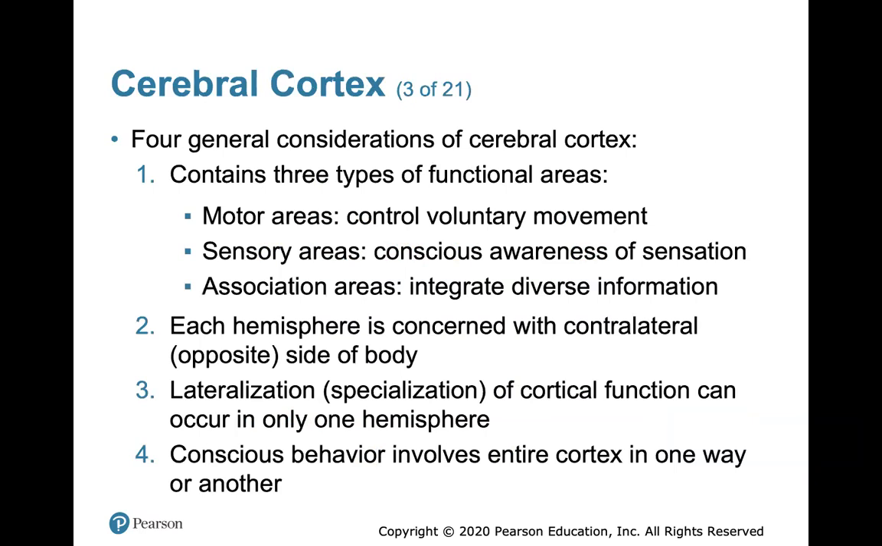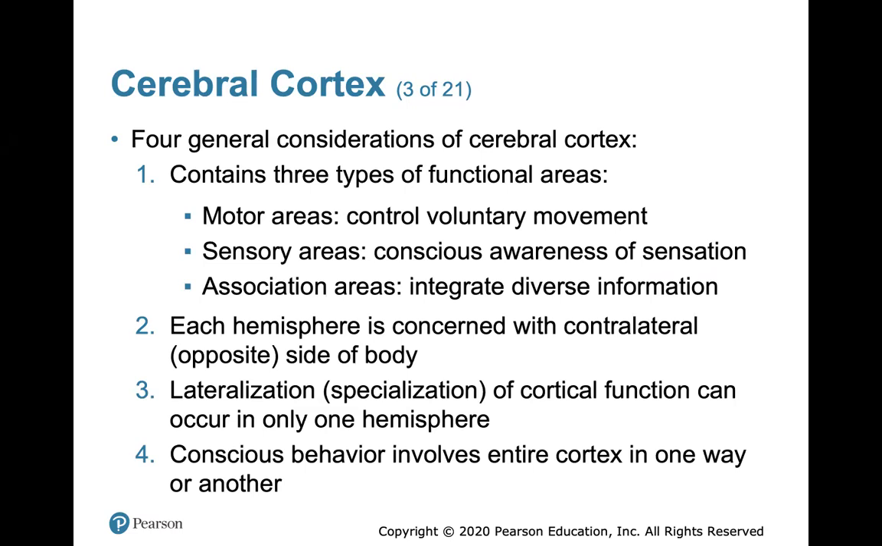So there are 4 general considerations of the cerebral cortex. They contain 3 types of functional areas: motor areas, sensory areas, and association areas. Motor areas control voluntary movement, and sensory areas control conscious awareness. Each hemisphere is concerned with the contralateral, opposite side of the body. So that means if you're controlling the right arm, that sensory and motor information is coming from the left side of the brain.